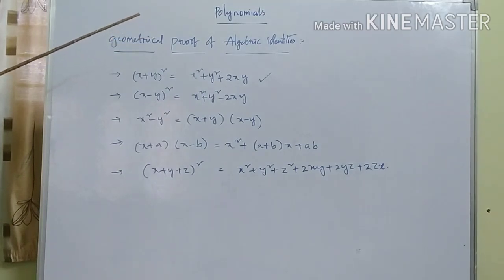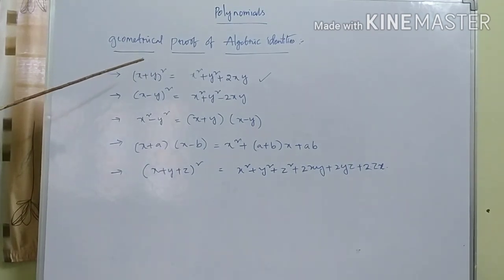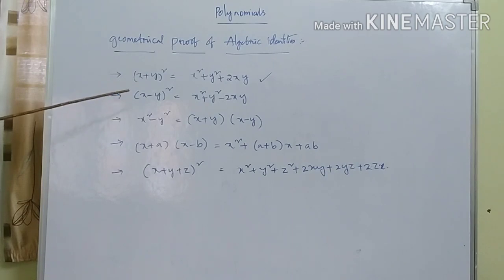Hope you are good. So today we are going to discuss geometrical proofs of algebraic identities. Here are the algebraic identities. The first one: (x + y) whole square is equal to x² + y² + 2xy. Next, (x − y) whole square is equal to x² + y² − 2xy. And the third one: x² − y² is equal to (x + y)(x − y).